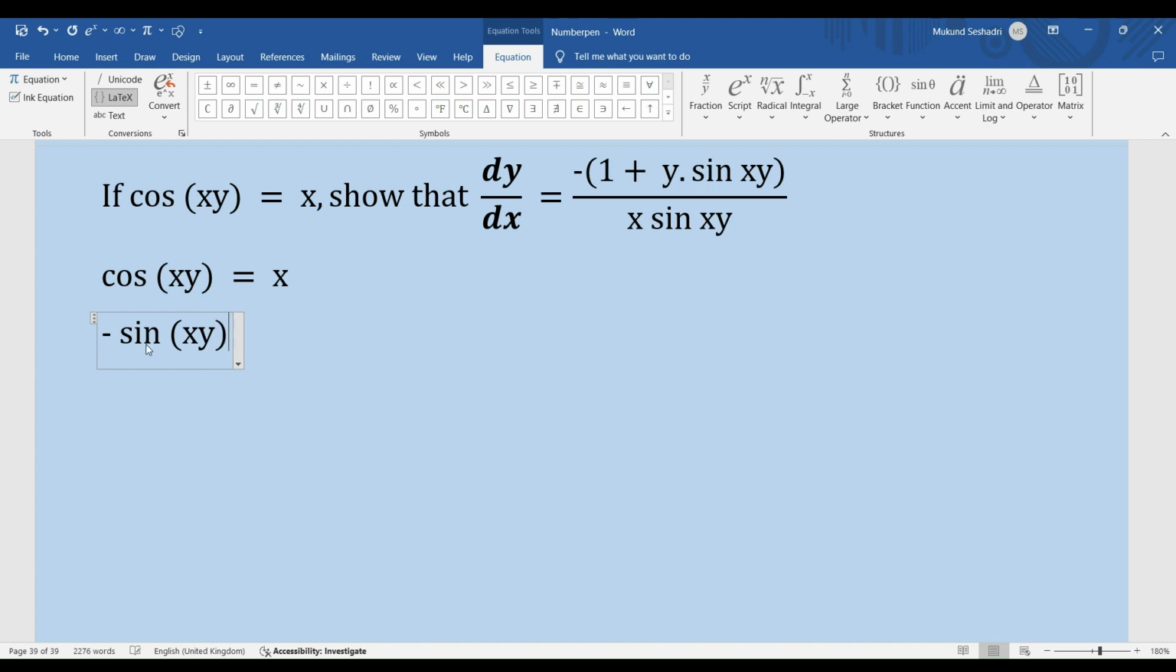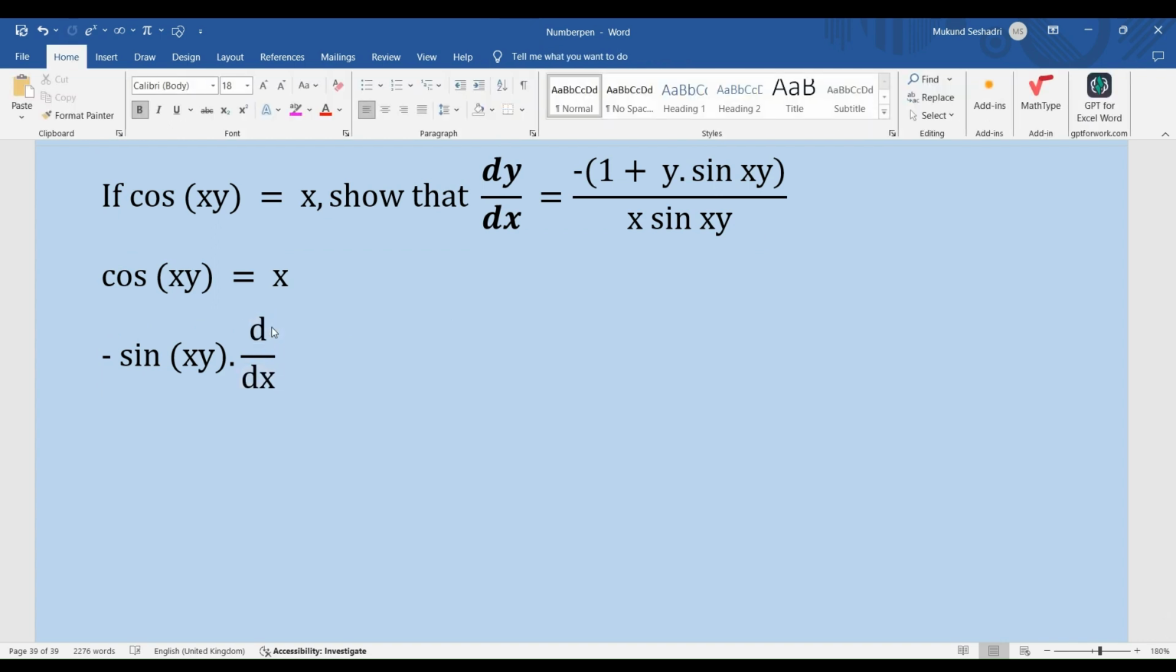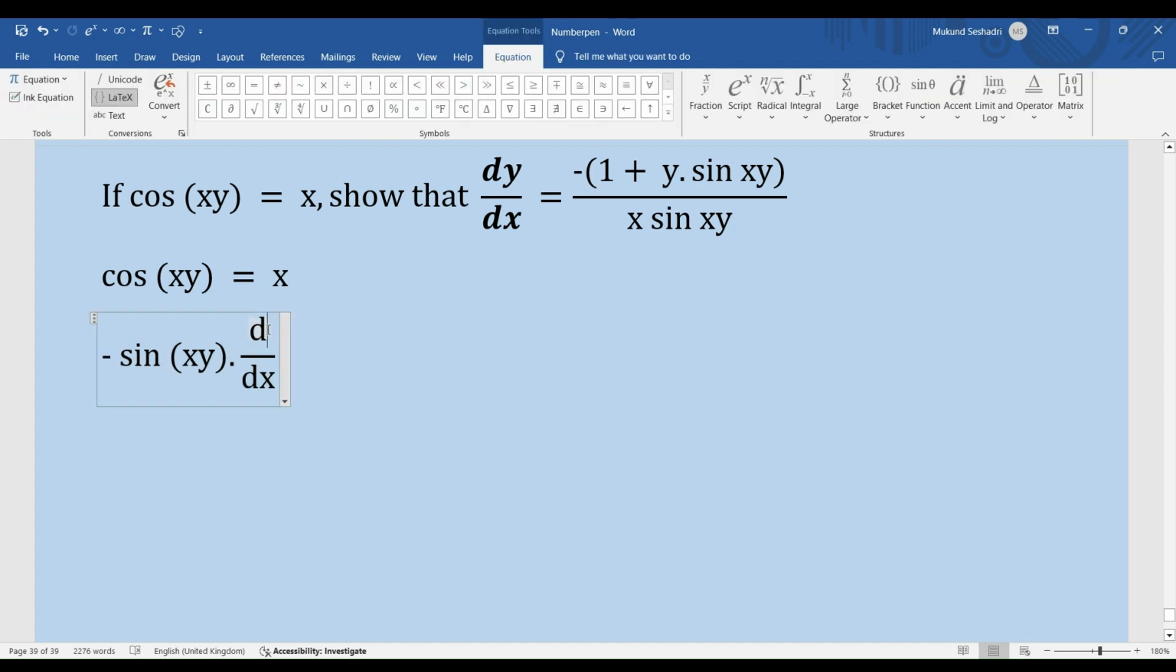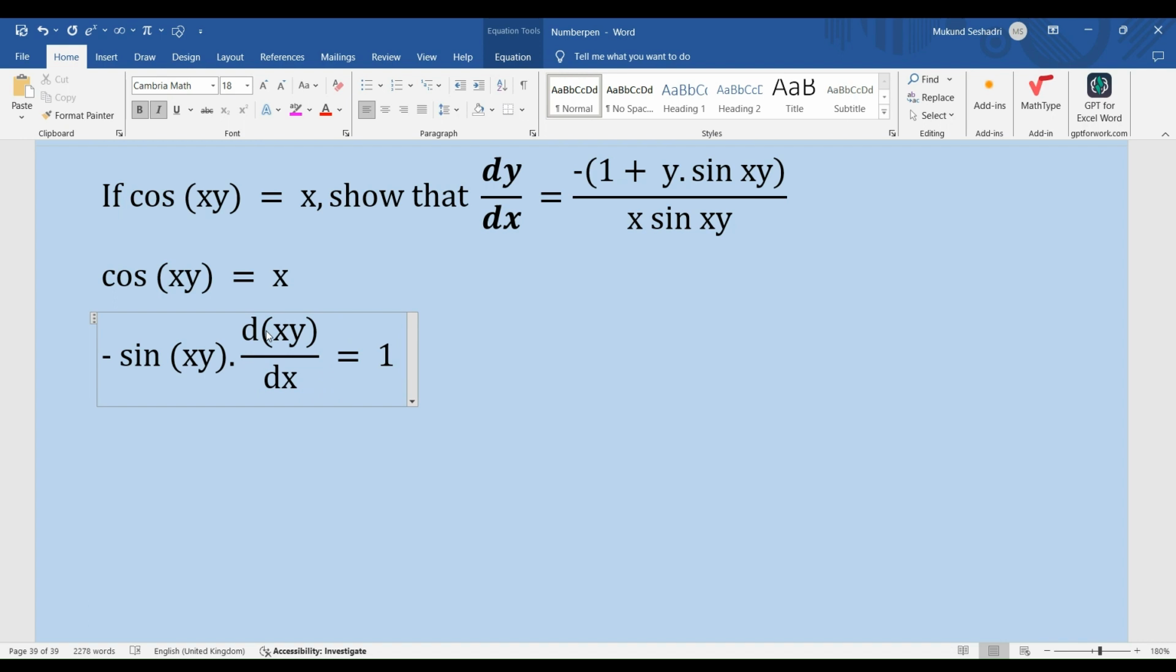So I do a minus of sine xy into, I apply the chain rule here, and what do I get? D by dx of xy, which is my inner function, right? So that is what I'll be doing in the next step. On the right hand side, I have an x, so my d by dx of x is nothing but 1, right? So with this, I'll move to the next line.